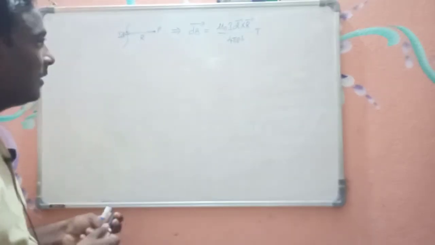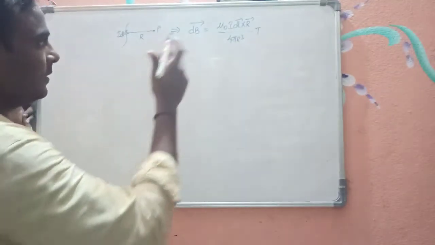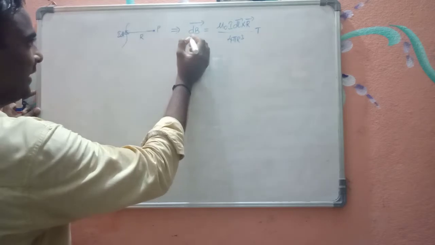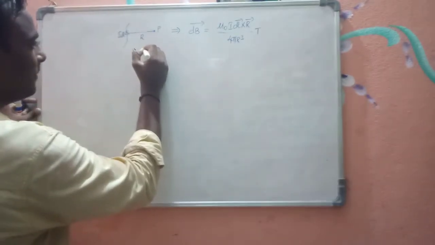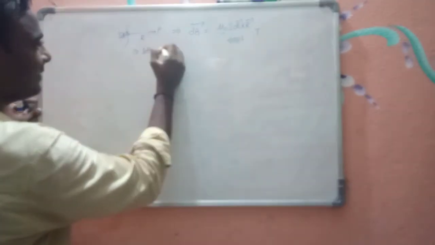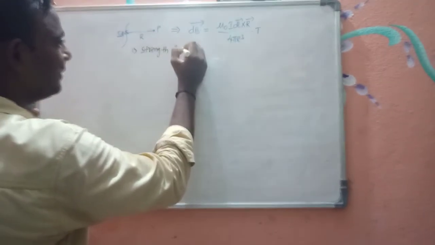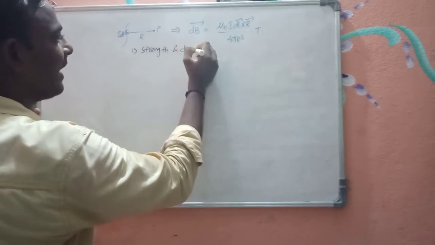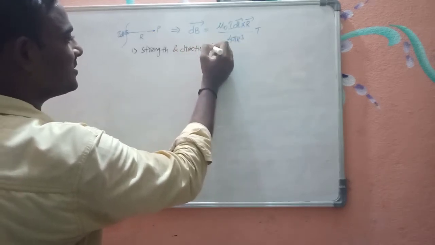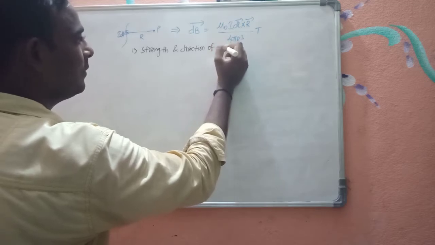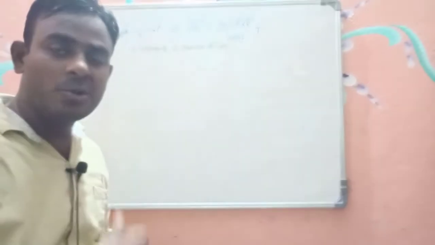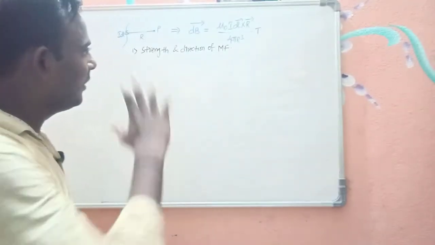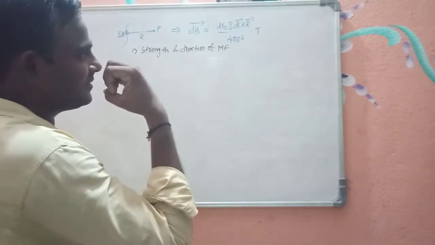What we need to understand is that this law gives us the strength and direction of the magnetic field. In order to find the strength and the direction of the magnetic field due to a current carrying conductor, we can use Biot-Savart's law, which is the basic law of magnetostatics.